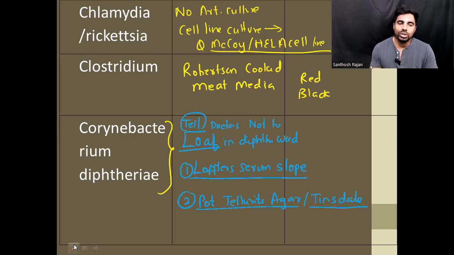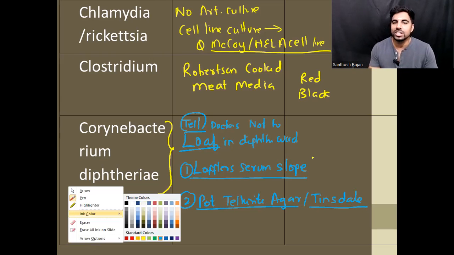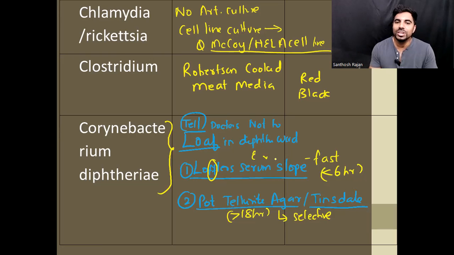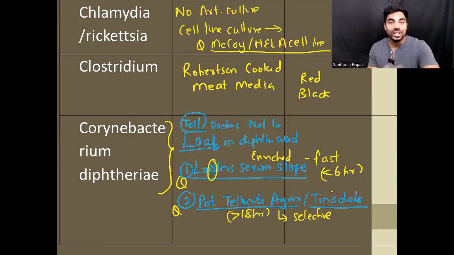So what is the significance? The only thing you should know: Loeffler's means fast growth. You get the growth within 6 to 8 hours. But potassium tellurite, it takes more than 18 hours. So it takes long, but this is the selective media. Loeffler's is the enriched media. Don't forget, both are questions. So Loeffler's serum slope and potassium tellurite agar. That's it, no doubt, right?